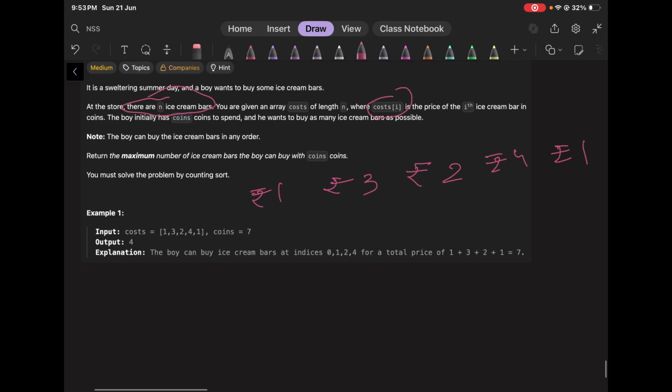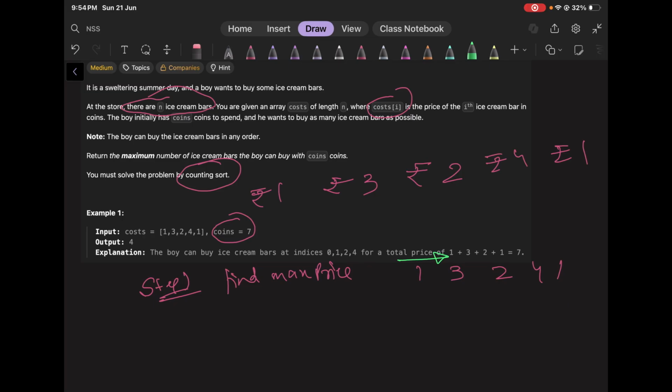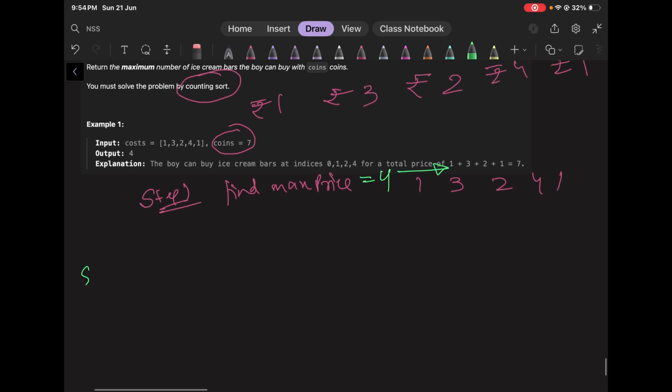What we need to do: a boy has a total of 7 coins and he needs to buy as many ice creams as possible. And we need to solve this question by counting sort. So step 1 would be to find the maximum price. This is 1, 3, 2, 4, 1. When I go from left to right and create a variable called max price, this turns out to be 4. Then my step 2 would be to create a vector.